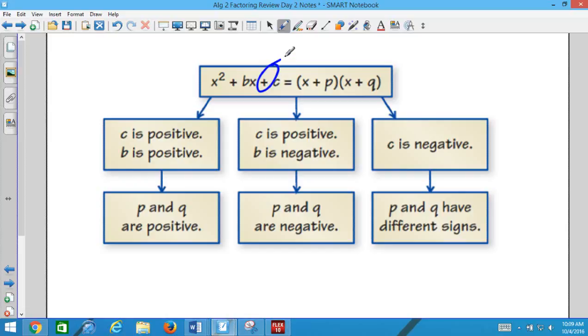This right here, if this is a plus, then it tells you both signs are the same. It tells you both of these signs are the same if that one is a plus. That's what it says here, just in different language. If that's a plus, both signs are the same. That means they're both positive or they're both negative.